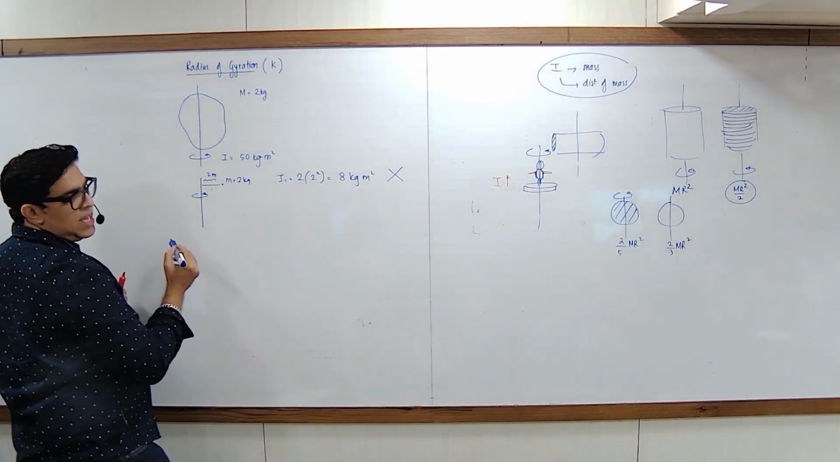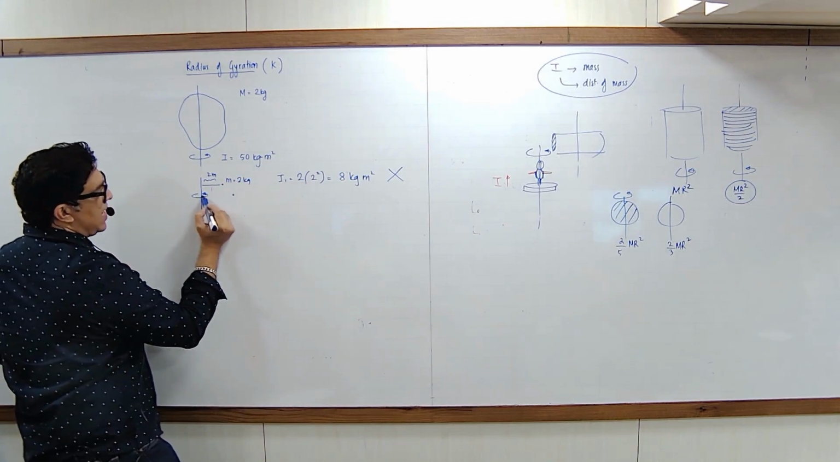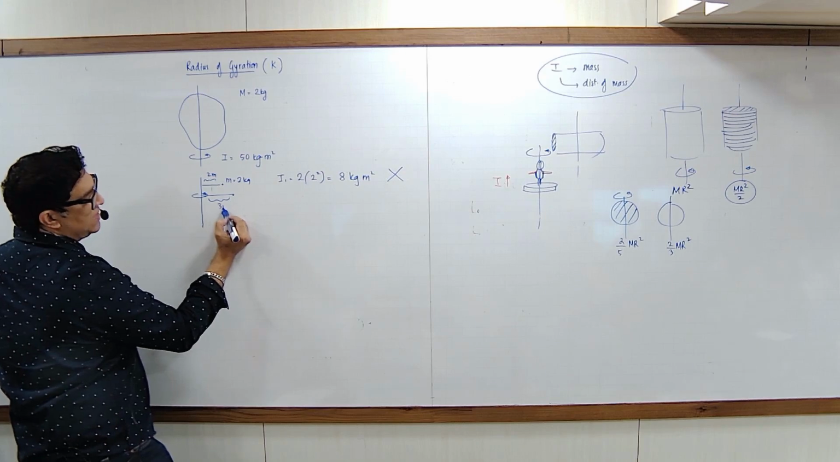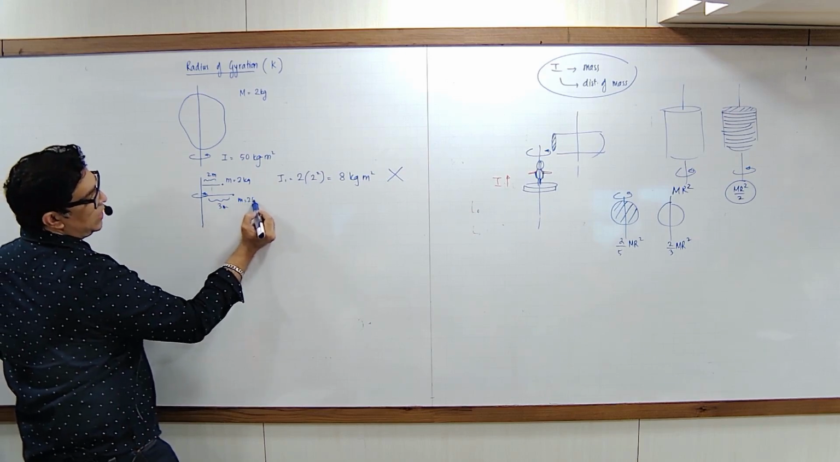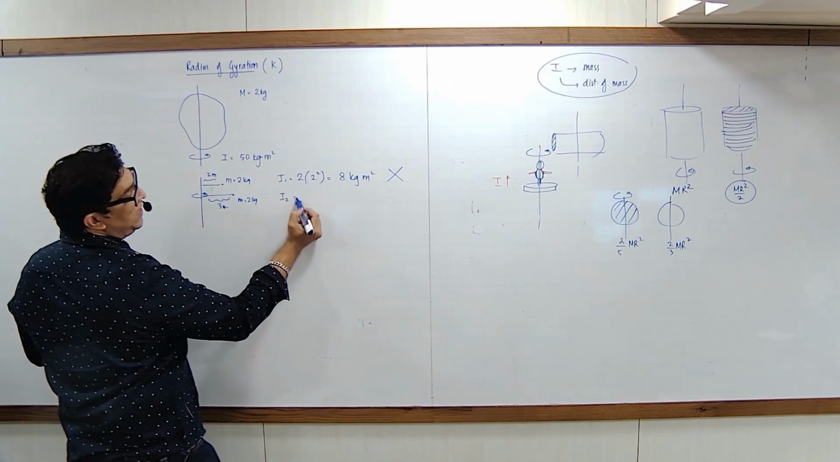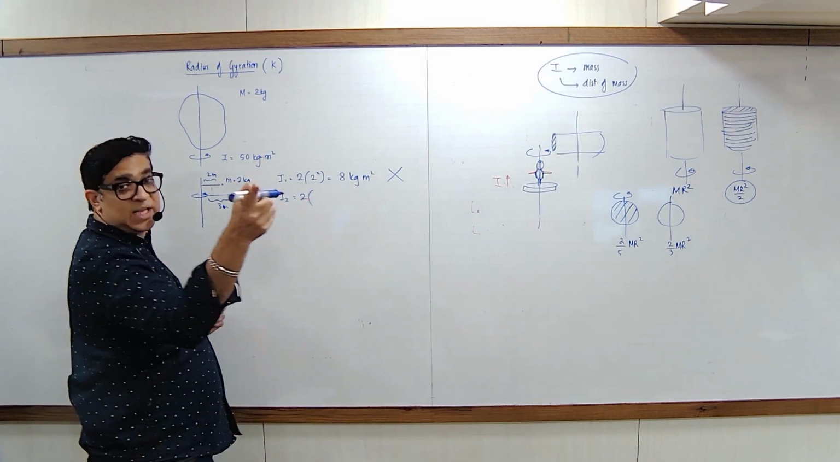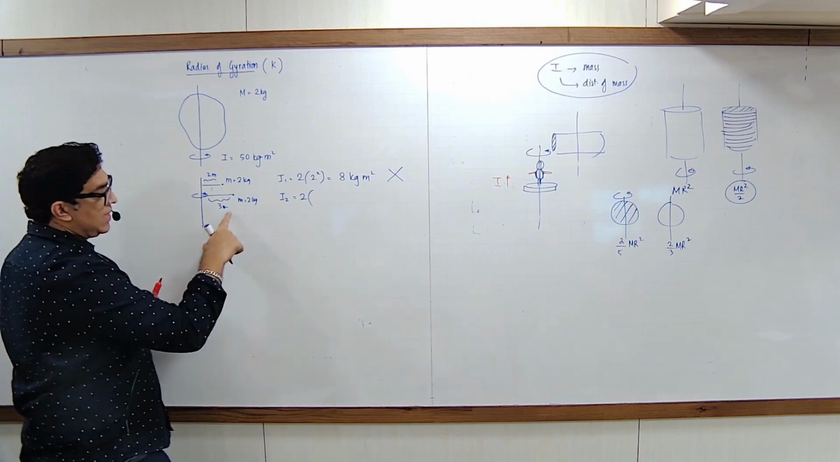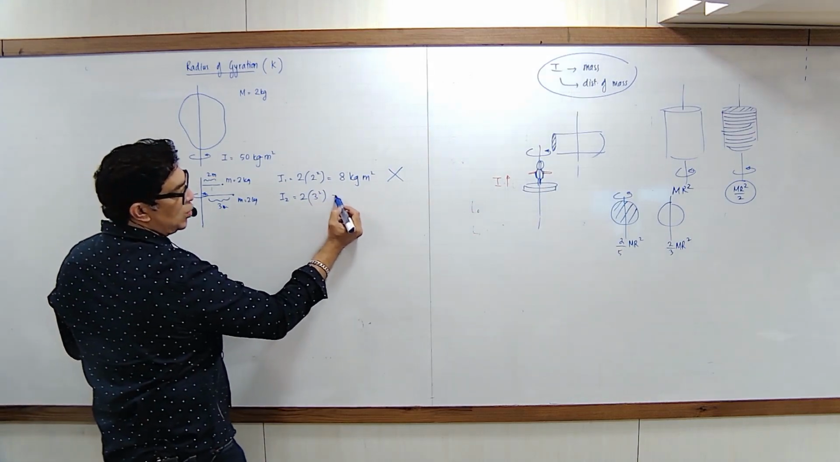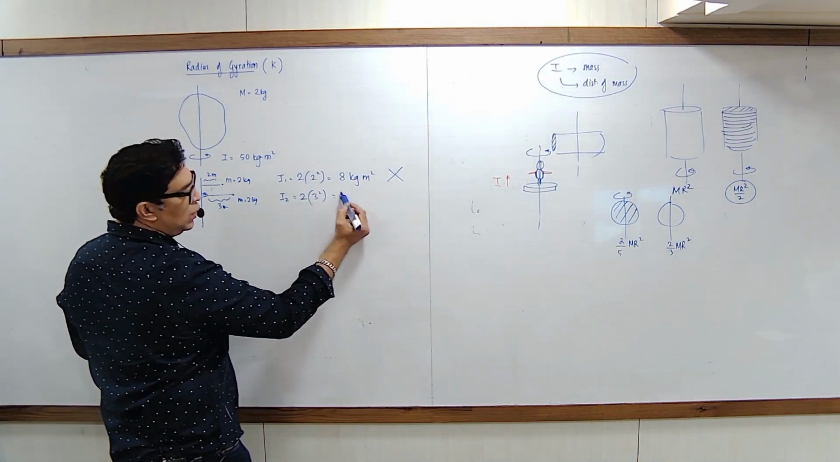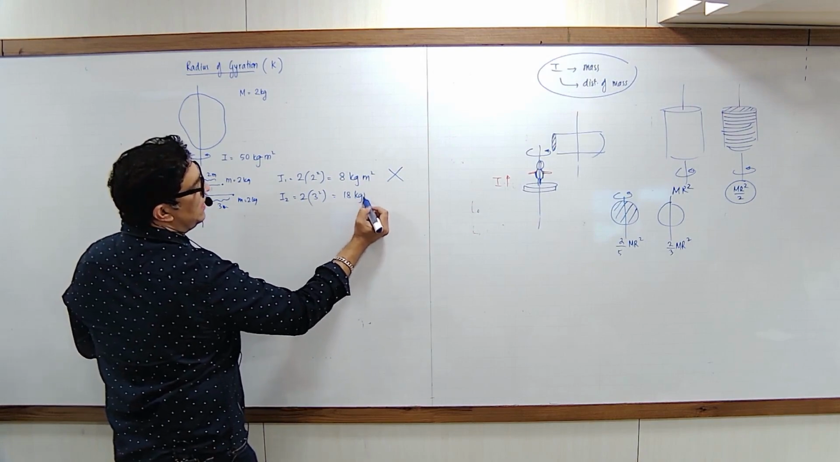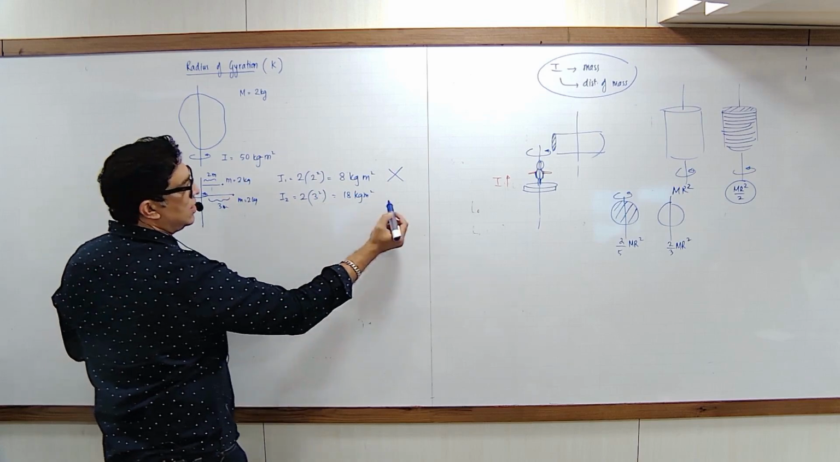So what I do now is I squeeze the mass and keep it at a distance of 3 meters from the same axis. Look here, quietly, don't speak. That is 2 into r square. R is 3, so 3 square is 9, into 2, 18 kg meter square. Again, it is wrong.